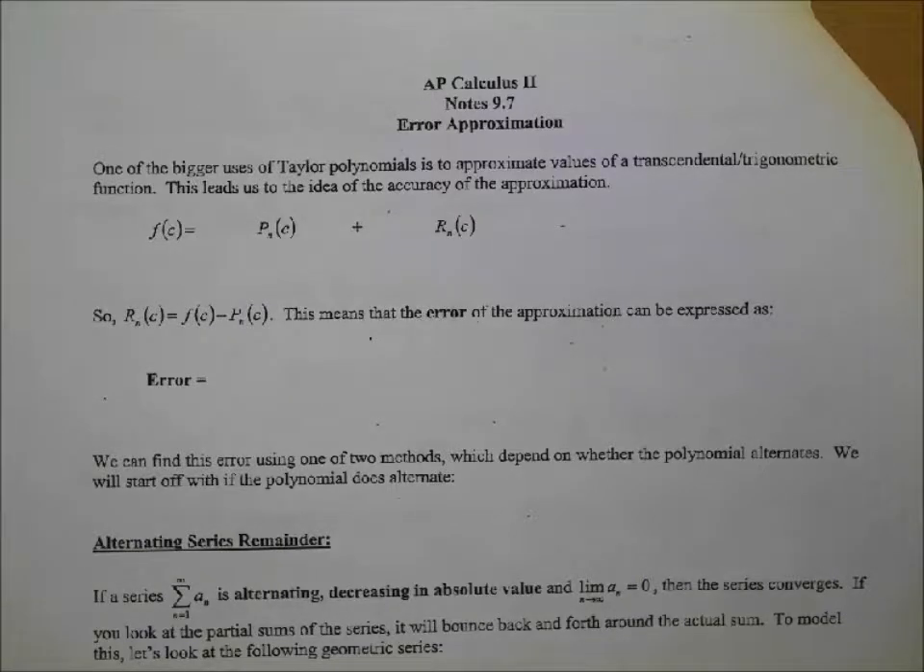And basically, we're doing 2 days because there are two different ways that we can approximate error. Okay. So anyway, let's jump in. So one of the bigger uses of Taylor polynomials, right, the way we've been using it, is to approximate values of a transcendental or a trigonometric function. Depending on the model of your calculator, this is exactly how your calculator actually calculates sine, cosine, and tangent. It actually does it this way, not using some actual sine function. It just uses the Taylor polynomial to match it.